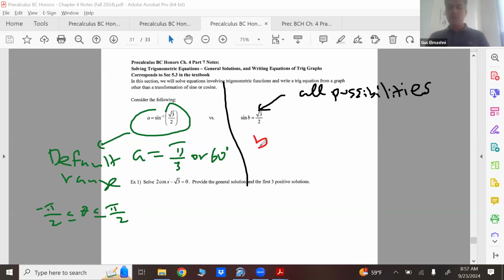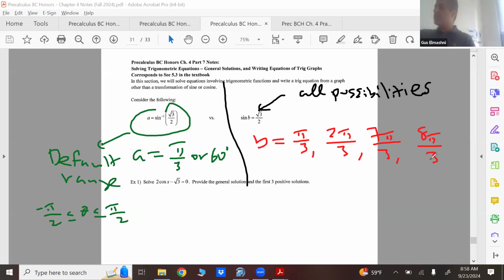So what would be equal? Well, definitely it happens at pi over 3. Definitely happens at 2 pi over 3. Definitely happens at 7 pi over 3, because I've gone around the circle once: 7 pi over 3 is 2 pi plus pi over 3. And then 2 pi plus 2 pi over 3 would happen at -4 pi over 3. Exactly. I'm going to stop writing because I can't.